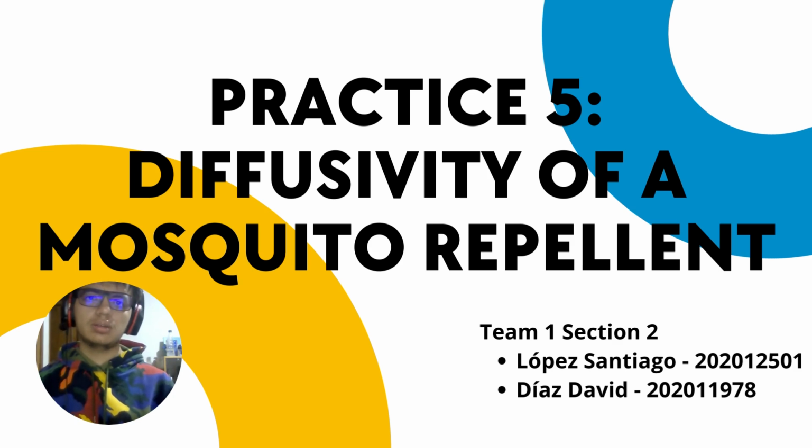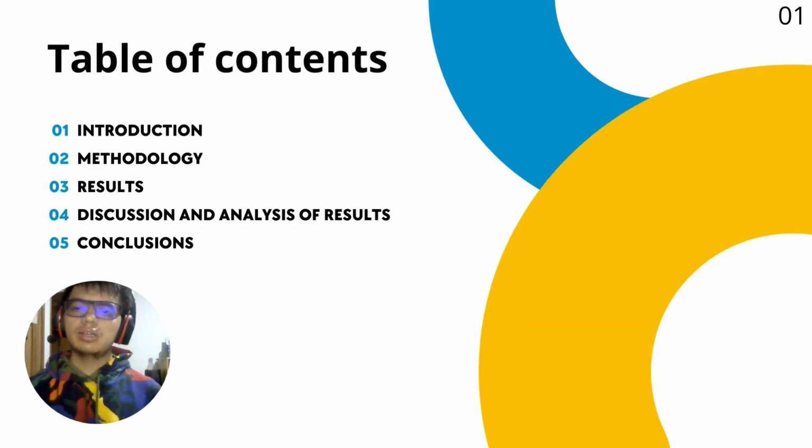We are group one of section two, and we are going to explain practice five, diffusivity of a mosquito repellent. This report will have five parts: the introduction with the objective, methodology, results, discussion and analysis of results, and conclusions.